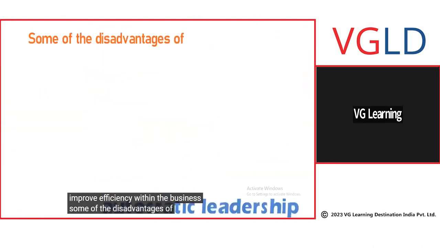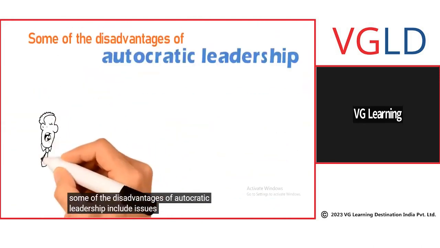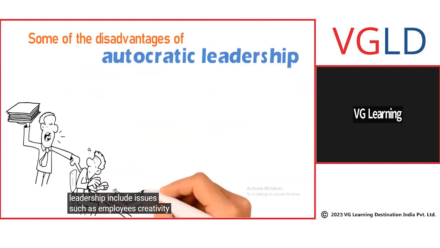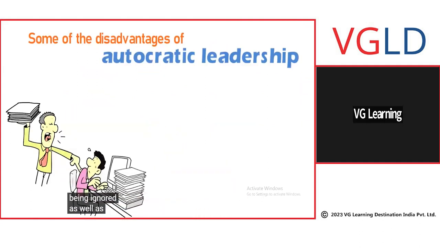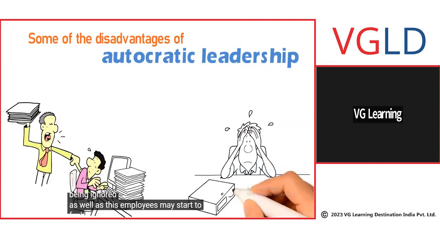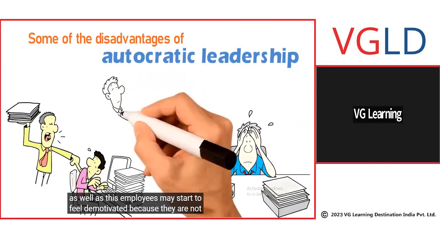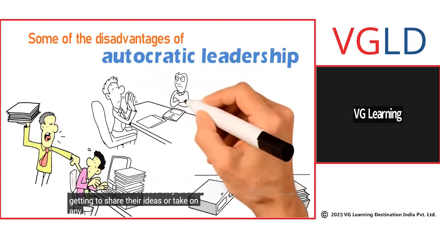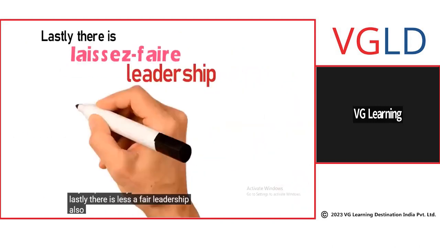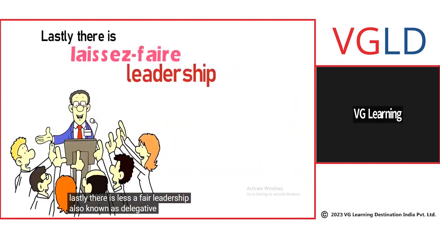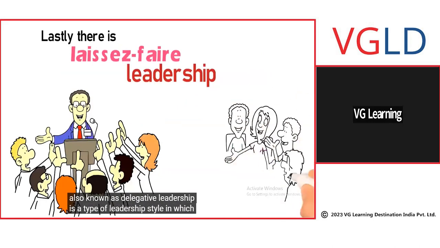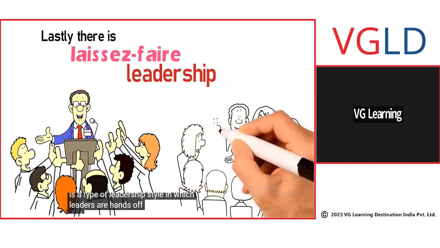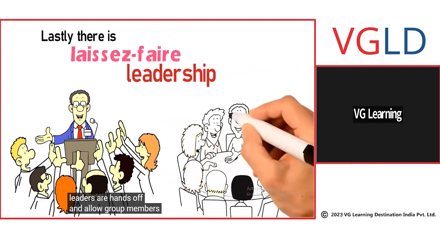Some of the disadvantages of autocratic leadership include issues such as employees' creativity and ideas being ignored. As well as this, employees may start to feel demotivated because they are not getting to share their ideas or take on any responsibility. Lastly, there is laissez-faire leadership, also known as delegative leadership, which is a type of leadership style in which leaders are hands-off and allow group members to make the decisions.